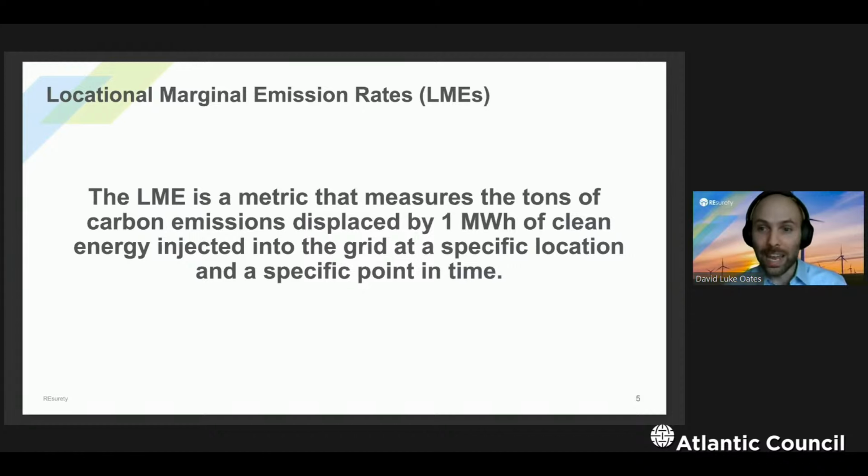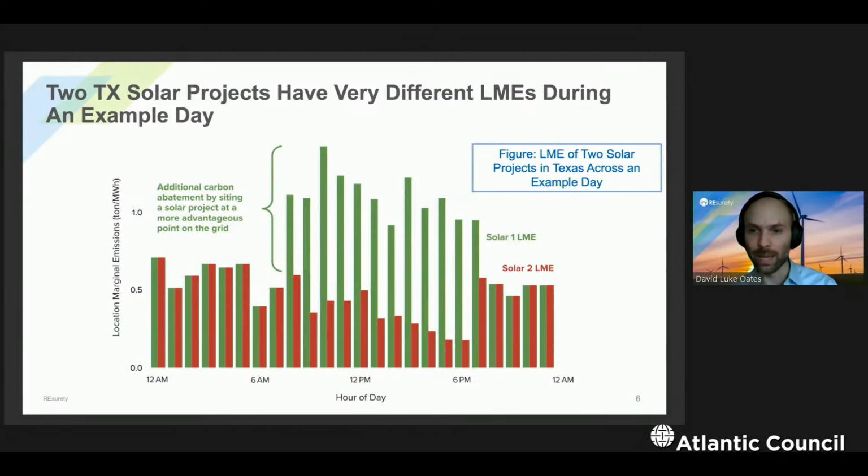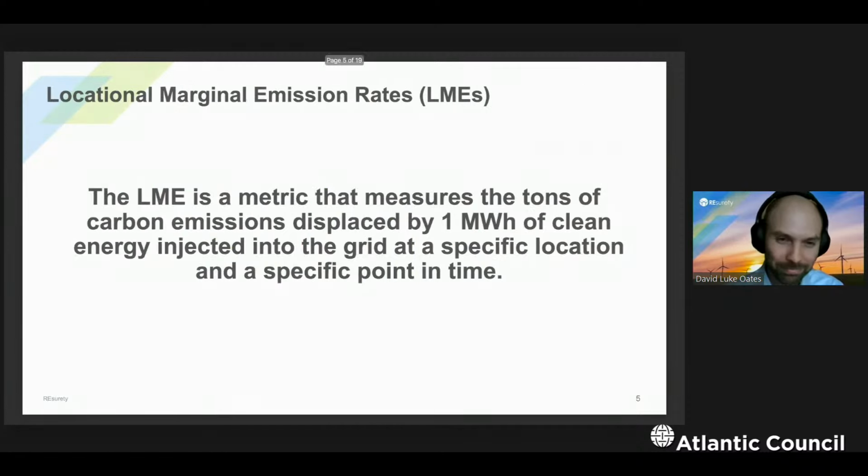So they're locational because they reflect the specific conditions that exist at a particular point in the grid, at a particular node. And those might be quite different than the conditions at a different node because of transmission congestion. And I'll talk a little bit more in the next couple of slides about why transmission congestion matters. Let me just quickly finish on that previous slide before we move forward.